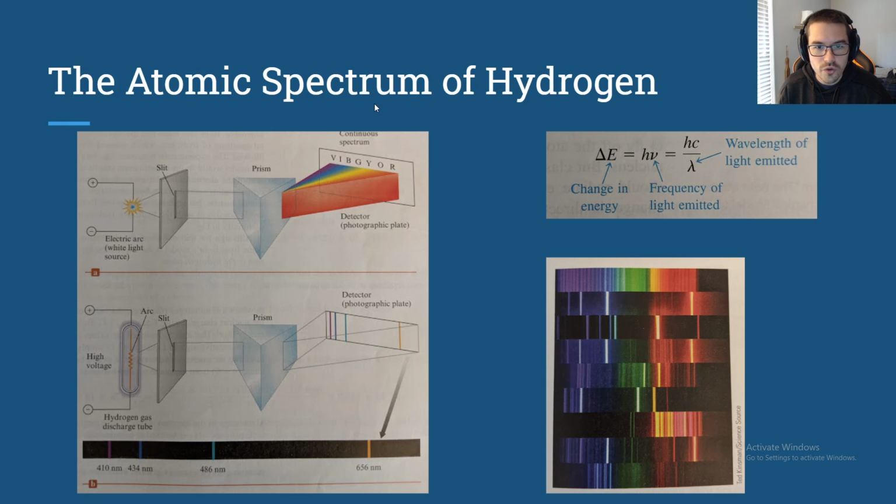What you guys are probably aware of is that if you take white light and you break it apart through a prism, you get all of the different colors of the rainbow, right? And this, you can see here, this is Roy G.